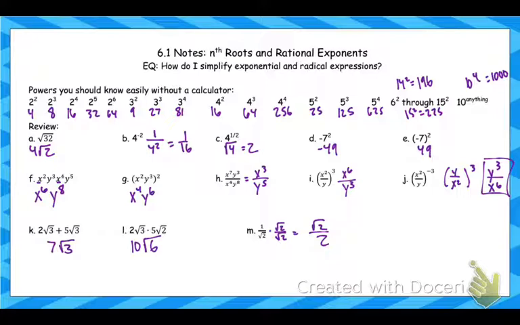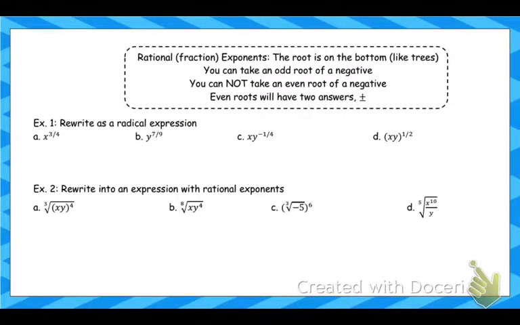Again, you can look back over that review assignment that we had, and that's got a lot more practice on these. All right, so now we're going to look at rational exponents. So rational exponents are basically our fraction exponents.